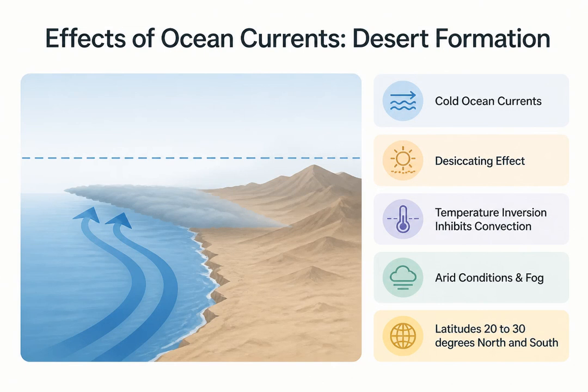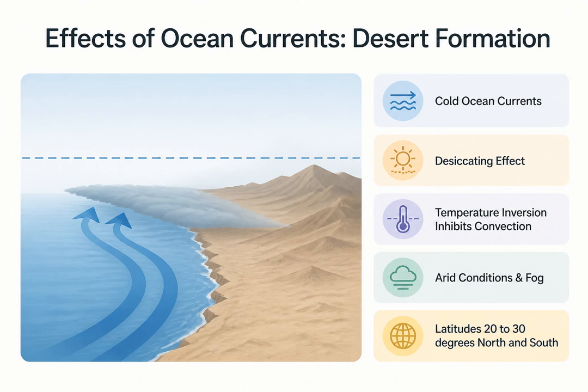Now let us discuss the profound effects these currents have on our planet, starting with desert formation. Major hot deserts like the Sahara, Atacama, or the Great Australian Desert are often located on the western sides of continents, between 20 and 30 degrees latitude. This is largely due to cold ocean currents.